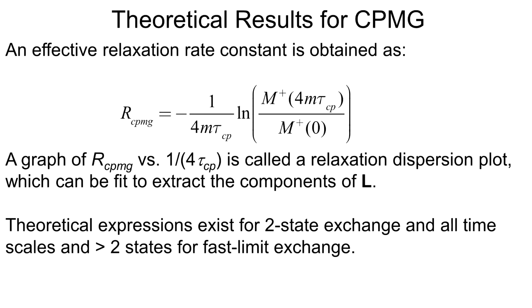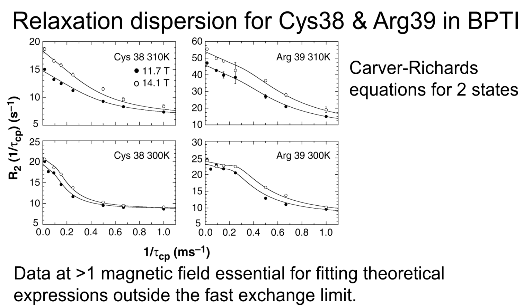In the Redfield limit, or the fast exchange limit, there are also analytic expressions for more than 2 states, although they haven't been used very much in practice. So here's what dispersion curves look like. This is data from long ago from BPTI. The data points then are the effective rate constants from CPMG experiments with different values of tau CP.